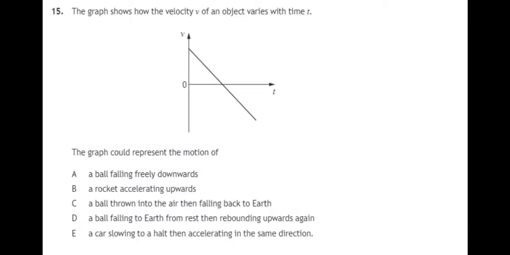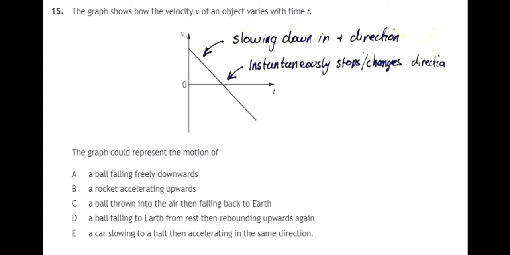Number 15. The graph shows how the velocity v of an object varies with time. The graph could represent the motion of, well, what's happening here? Initially, we've got the velocity decreasing from some value towards zero. And it's a positive value, it's above zero. Then at that point there, the velocity is zero. So the object would instantaneously stop.